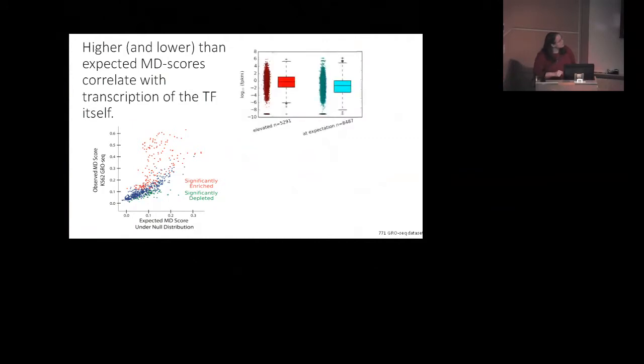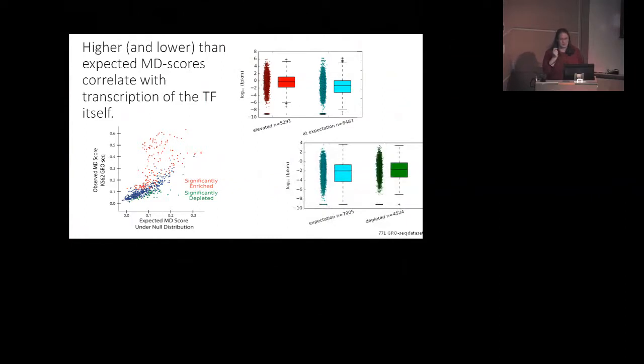So we downloaded the 770 GRO-seq experiments that have already been published. And when you do this for the red set, you see transcription is only marginally elevated for the set of things that we call active in the cell types in which we call them active. And the set that we call depleted is only marginally elevated, again, relative to the set that we call at expectation.